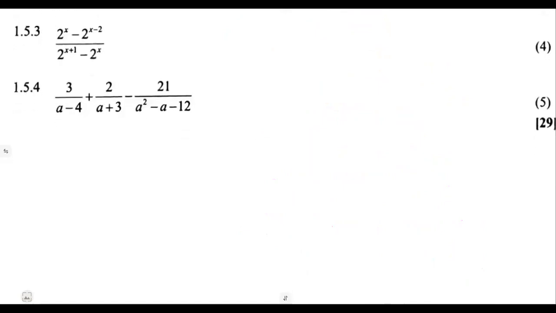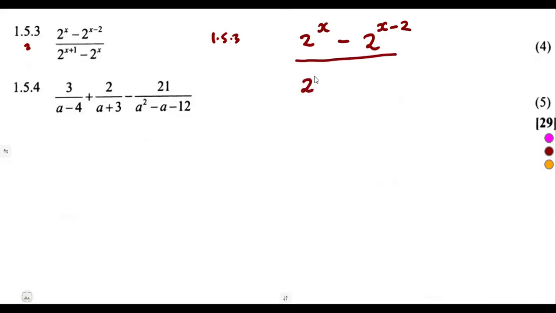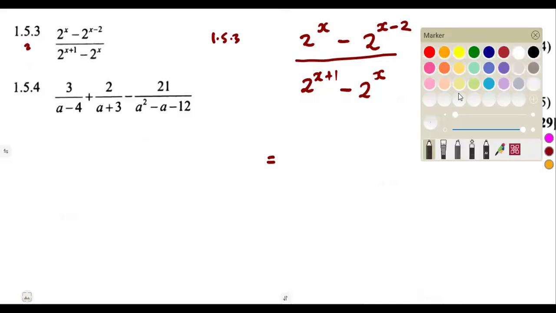All right, looking into question 1.53, we were given to simplify (2 to the exponent of x minus 2 to the exponent of x minus 2) everything over (2 to the exponent of x plus 1 minus 2 to the exponent of x). So guys, this one we can simply consider our terms separately. 2 to the exponent of x looks common here. This one is something about this 2 to the exponent of x, so we have to separate that so that we can factor it out.